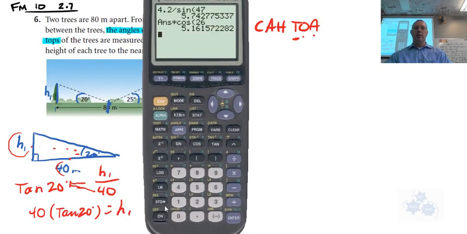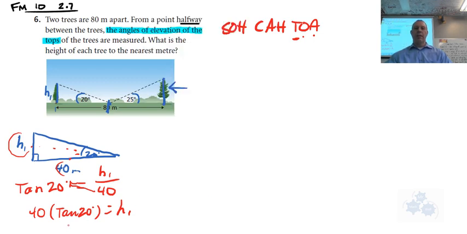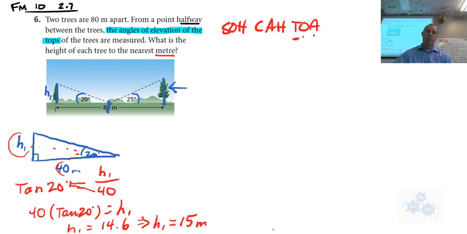Okay, and you may be quick on that. Maybe you've done that already, but I'm going to do it up here too. 40 times tan 20. 14.558, did you get that? Yeah. Okay, so let's say H1 is 14.6, nearest what? Oh, nearest meter, height of each tree to the nearest meter. So that's actually going to be, the height is 15 meters, right? Okay. So that's going to be the height 1.